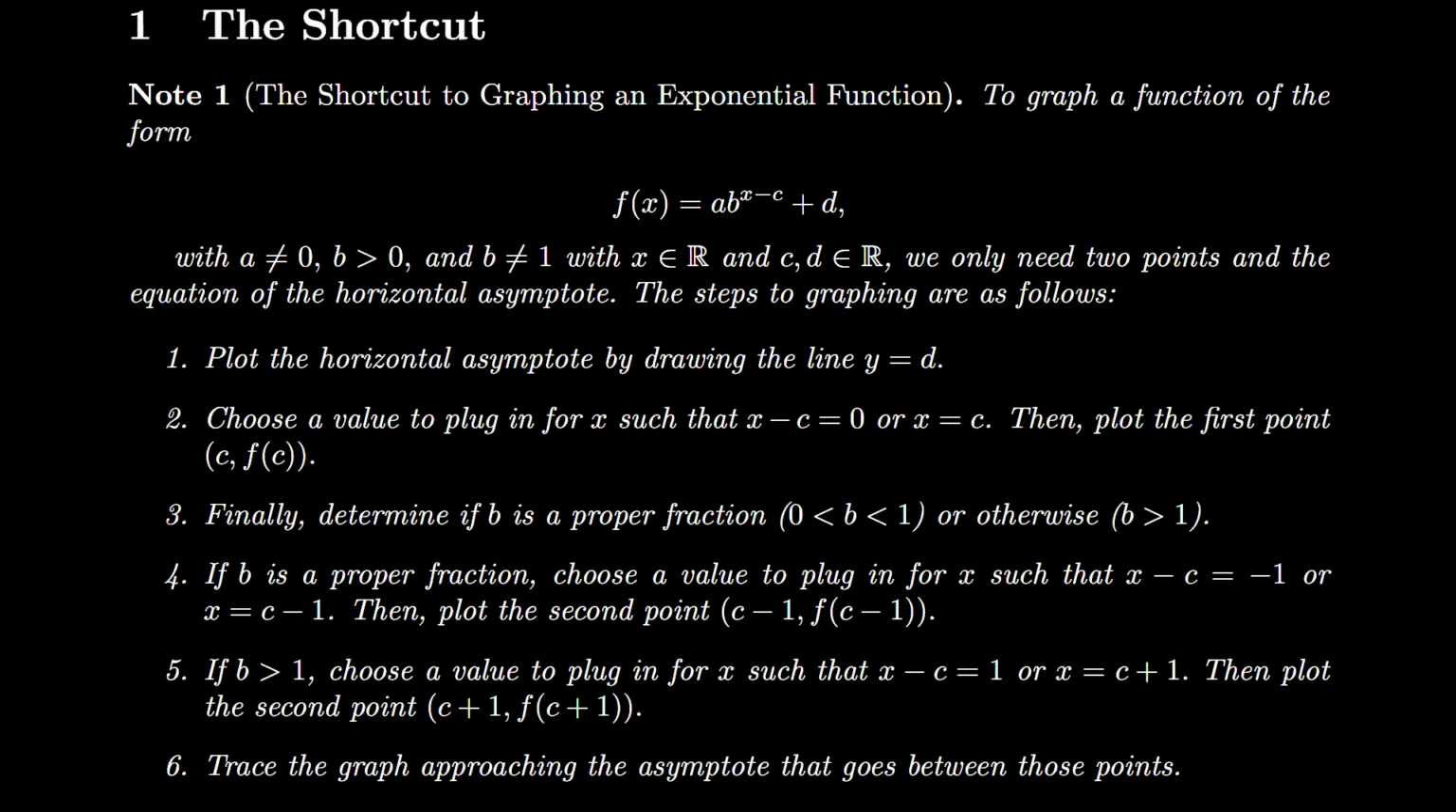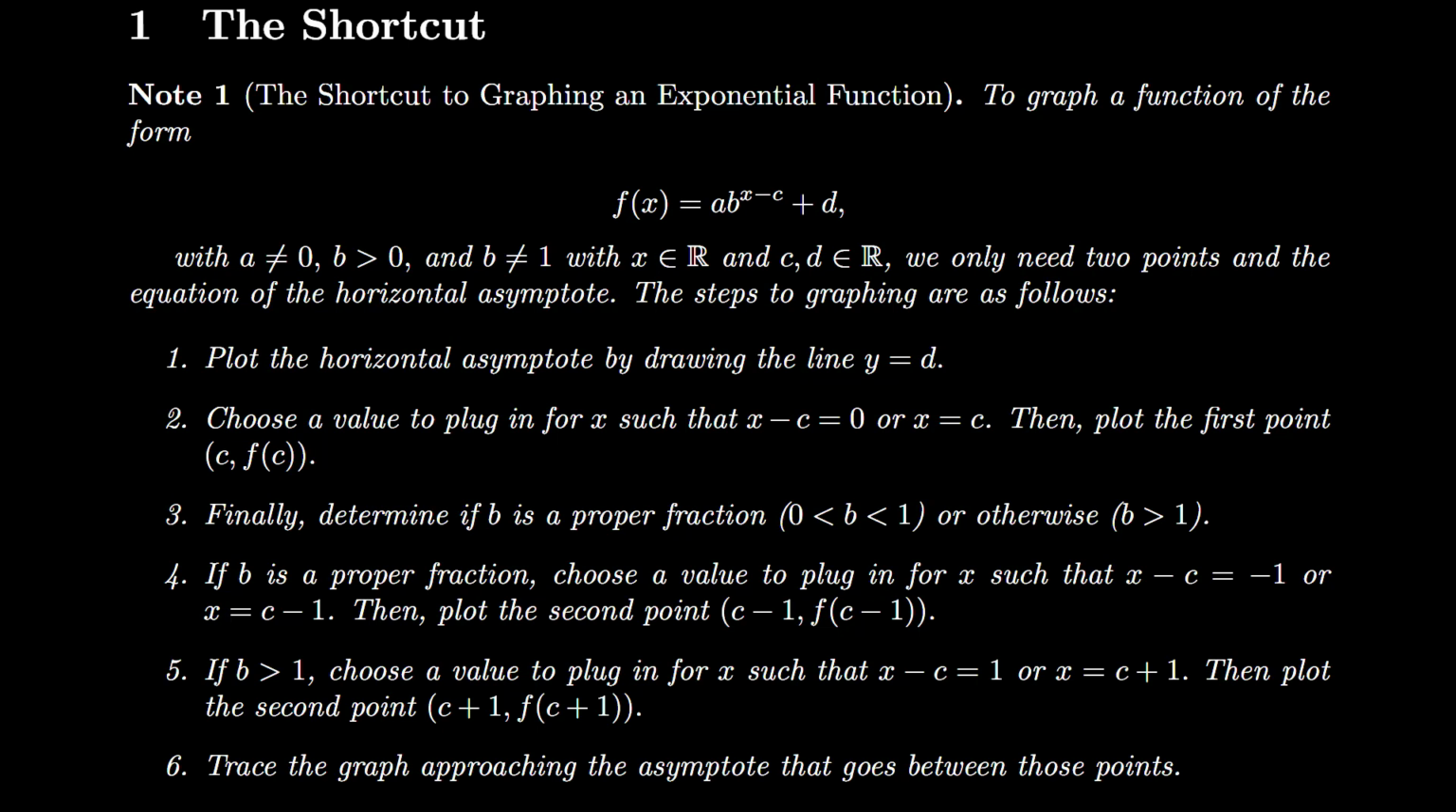Well, the easiest point to get is what happens if the exponent is 0. If x minus c equals 0, then b to the 0 is 1. And you just get f of c, which will always be, in this case, just a plus d. But I didn't want to generalize it that much. So all that you do is pick a value so that x minus c equals 0. And then you plot the first point. It's whatever you chose for c, comma, f of c. That's it.